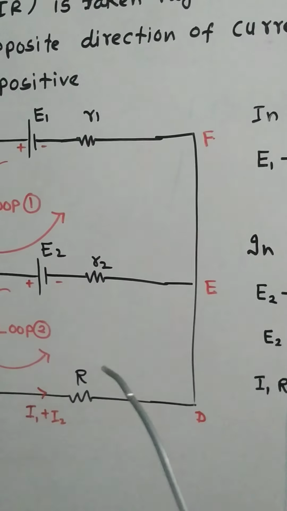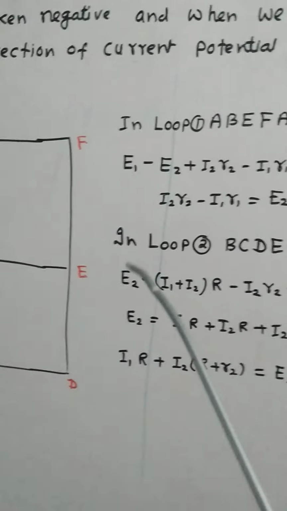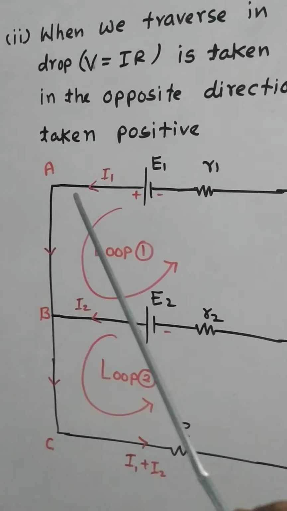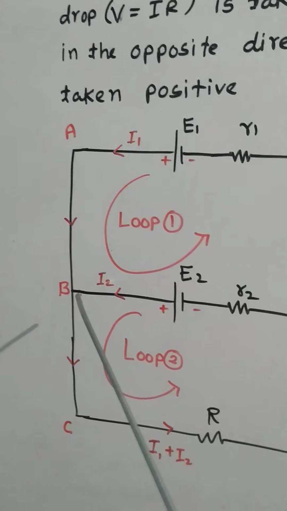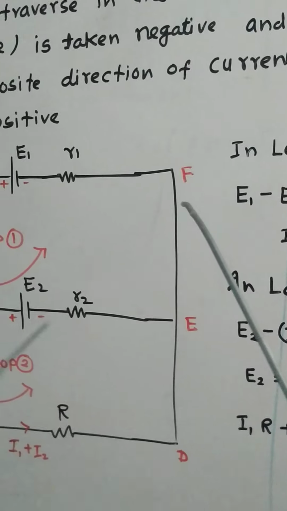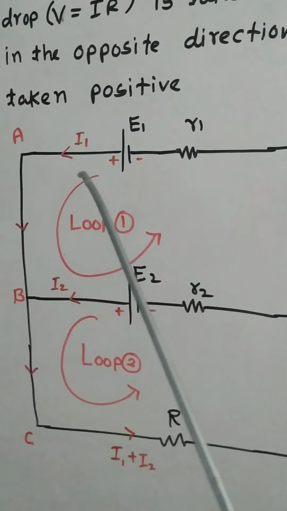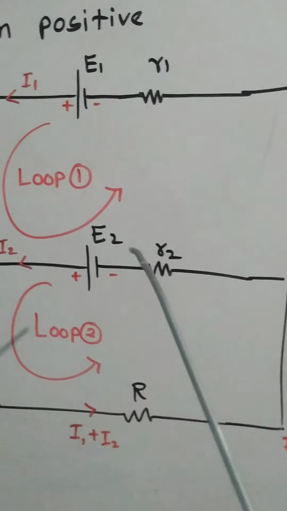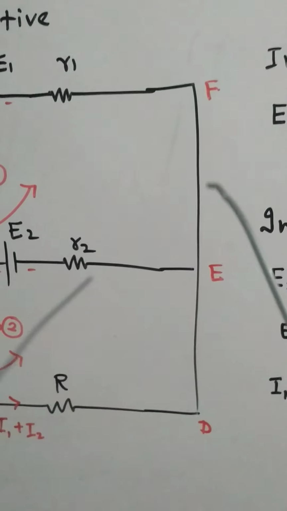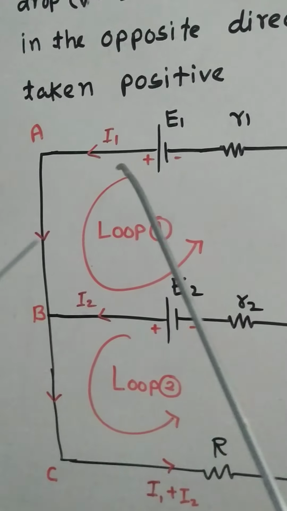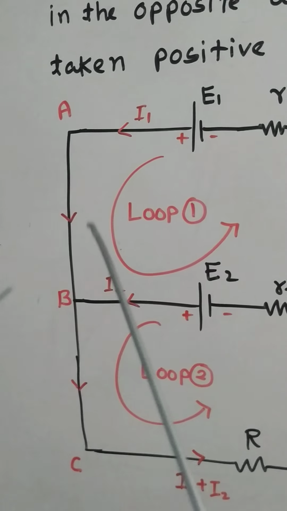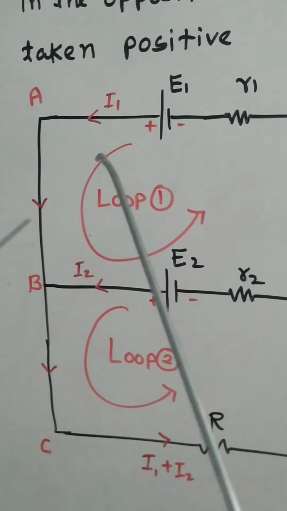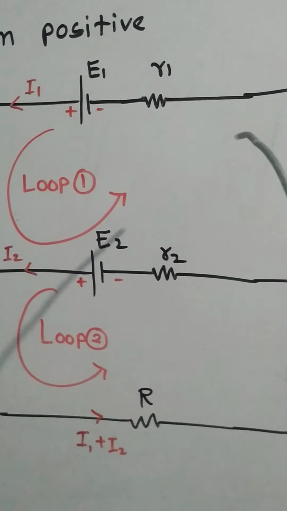Now we apply KVL at loop 1. Loop 1 is A, B, E, F, A. This means we have to start from point A. We will travel from A to B, B to E, E to F, F to A. This is the direction of traversing of the observer, so the observer is traversing in the anti-clockwise direction.